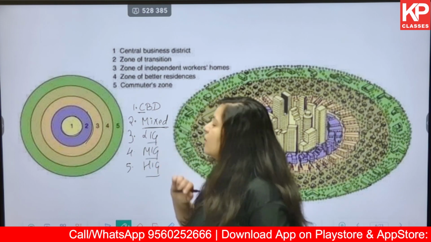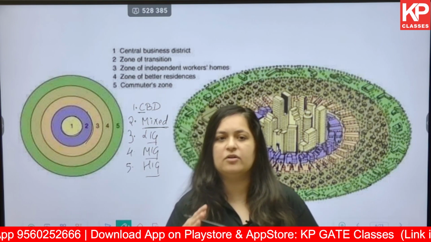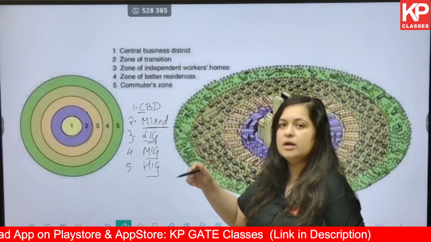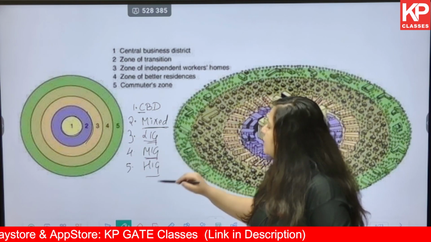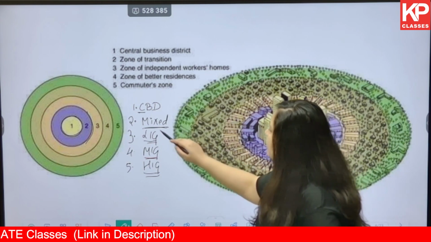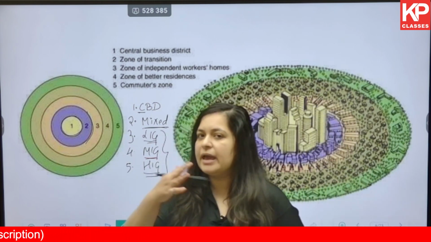Now, what is the meaning of LIG, MIG, HIG? These are basically sections divided on economic backgrounds. L stands for lower, so lower income group, medium income group, and higher income group. Now, apart from these three terms, they can use any other term in the exam.